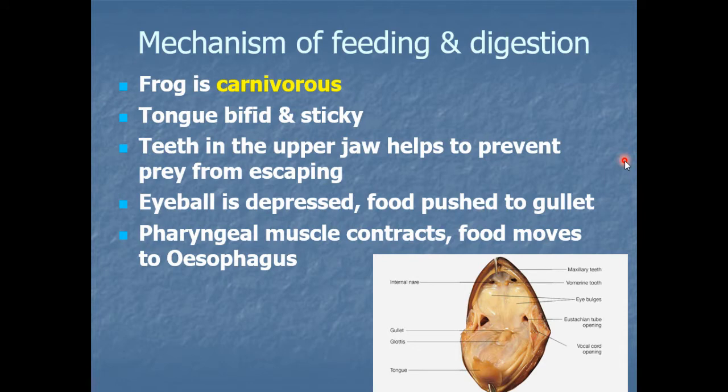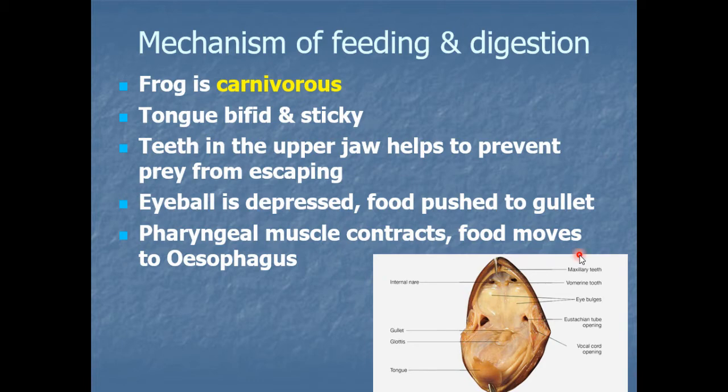Then coming to the mechanism of feeding and digestion. As you all know, frog is carnivorous. That is, it feeds on other organisms. So once it locates the prey, it sticks its bifid tongue outside. And when the prey is attached to it, it is withdrawn into the buccopharyngeal cavity. Once the prey is inside the buccopharyngeal cavity, it closes its mouth. It has the upper and lower jaw which prevents the escaping of prey.